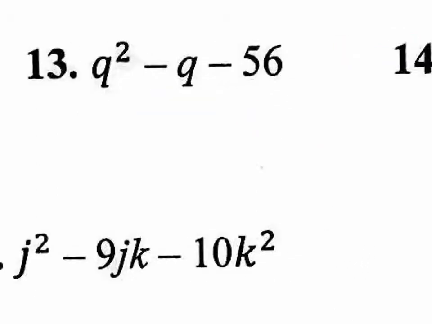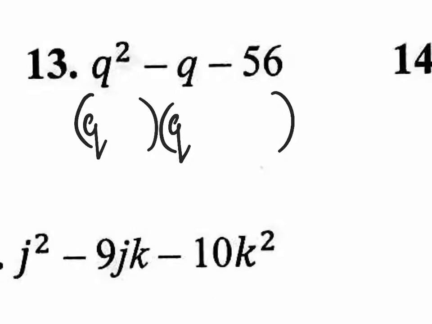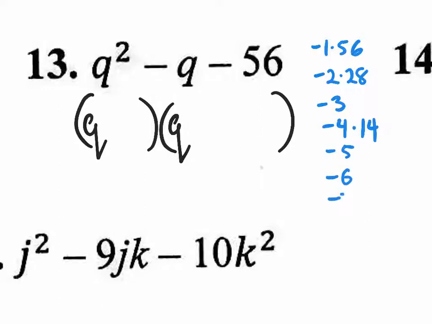Number 14, setting up our answer format. Now we can think, what times what is negative 56 that if we combine together is negative 1? If you don't see it, make a list, like -1 times 56, like -2 times 28, like -3, I don't think anything works with 3, like -4 times 14, I believe. -5 doesn't work, -6 doesn't work, -7 times 8, that'll give us -56.